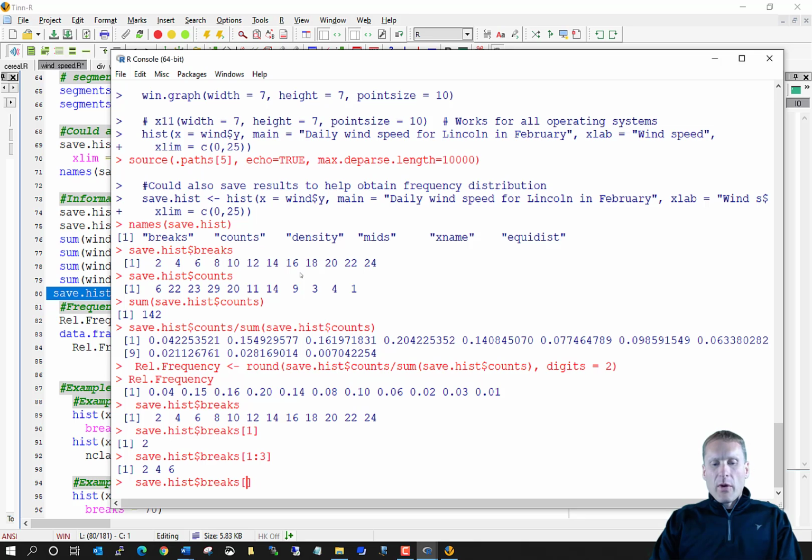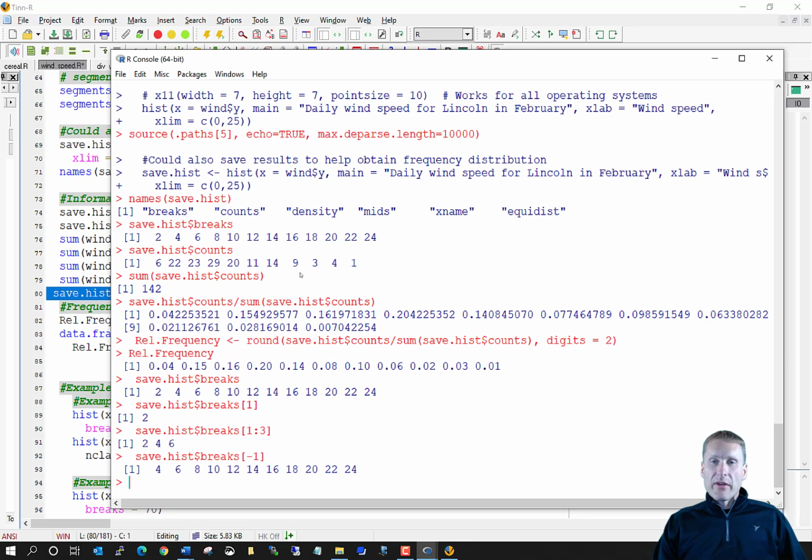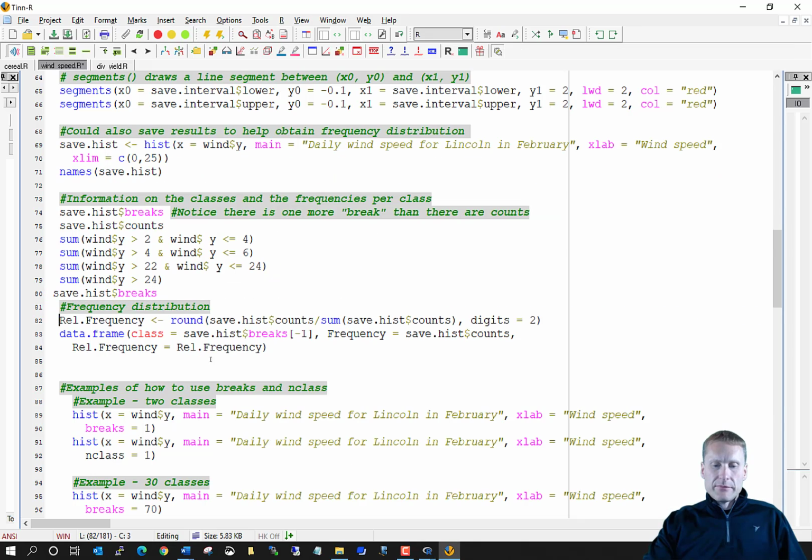But if I want to see the elements in the vector without including a particular one, let's say the first one, then I can use a -1 in front of it, and now I just get everything but that very first value in that vector. And this is what we're going to do here for class, because you will notice, you can count on your own, that breaks has one additional element, or it's one element longer than what's in counts, corresponding to these groups, these classifications. So I'm going to remove that first one.